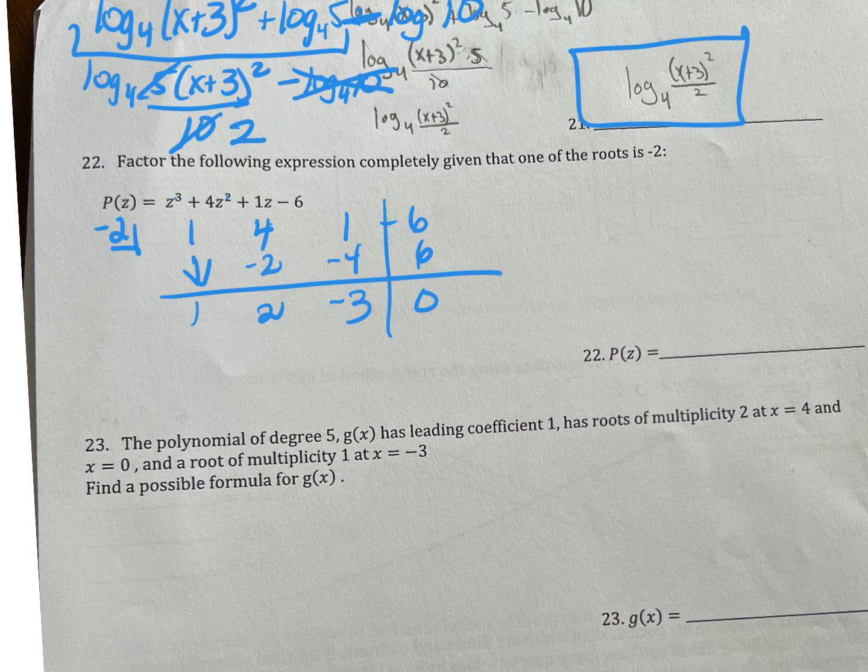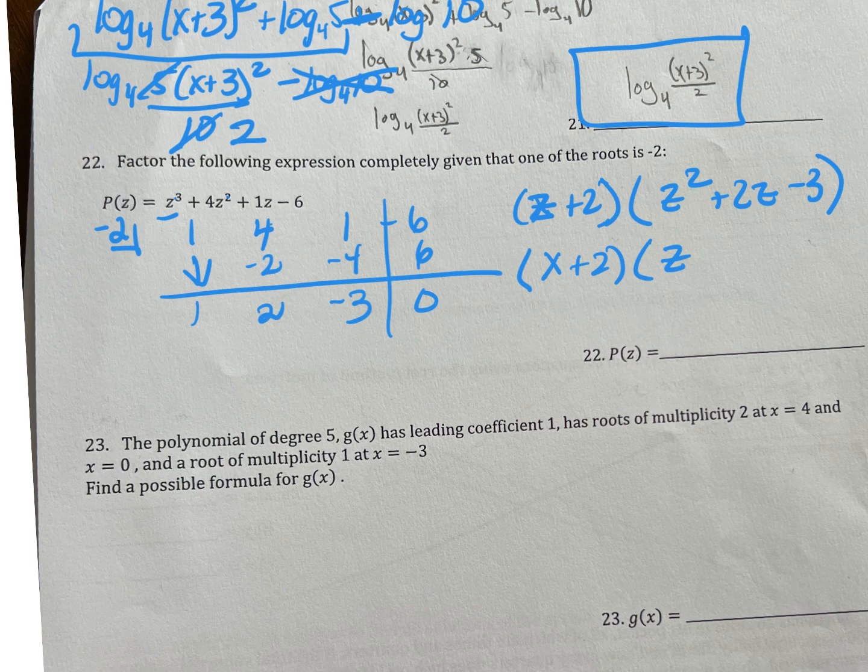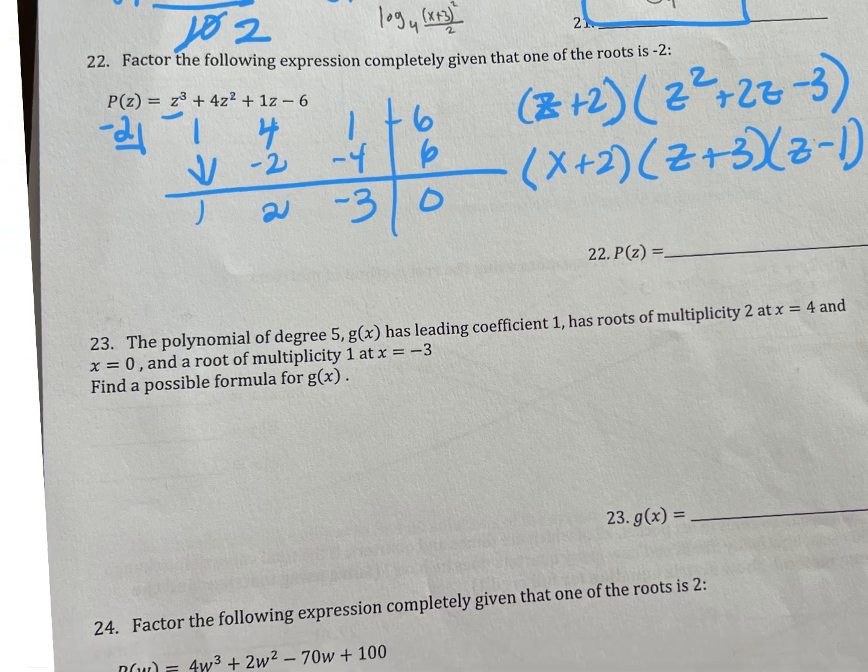So now I have my factors so far are z, because we're using z's, z plus 2, because you changed the sign, right, times z squared plus 2z minus 3, right? So now I can see if this last guy factors. Let's see, z plus 3 and z minus 1. And there you go. All right.